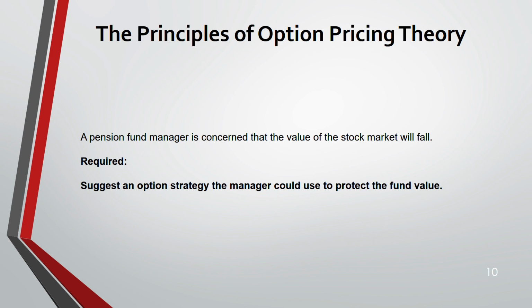A pension fund manager is concerned that the value of the stock market will fall. If he's concerned that the value of the stock market will fall, which option should he take? Call or put? It's a put option, buy put option. See, call option is when you are worried that share price or the stock market will increase because you want to buy at a lower price. But stock market will fall means you are scared because you cannot make a profit if you have to sell, so you need an option to sell. When you want to sell, that time only you will be concerned if the stock market will fall. So if stock market will fall, you will get a put option.